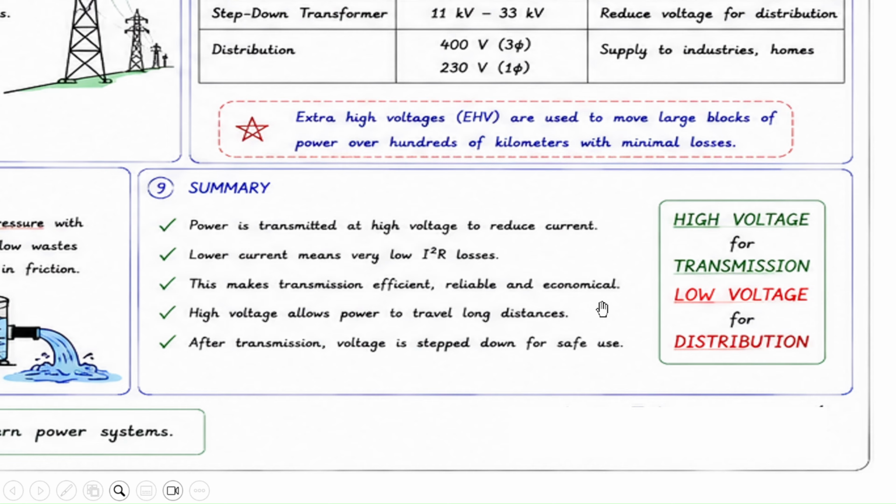So yes, we do transmit the voltage through the transmission lines at high rated voltages, over 100 kV. But when it comes to the end user, they're not going to use 100 kV, and that's where the step-down transformer is used.